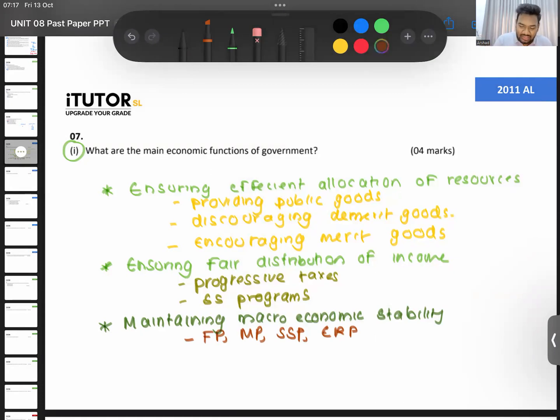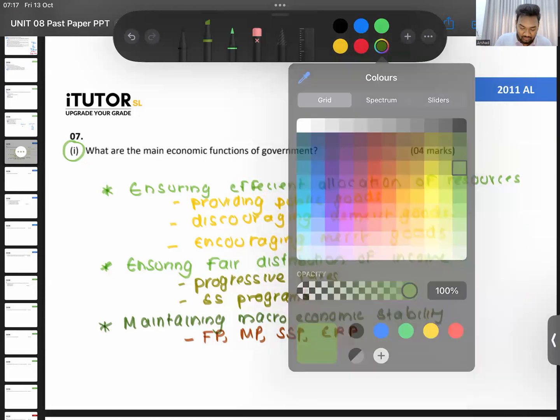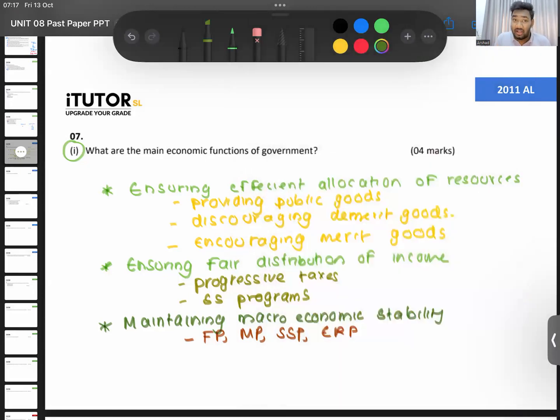Now, apart from this, what else can we write? Now, those three have to ideally be there in your answer. Then you can say promoting economic growth and sustainable development. Good. Okay.